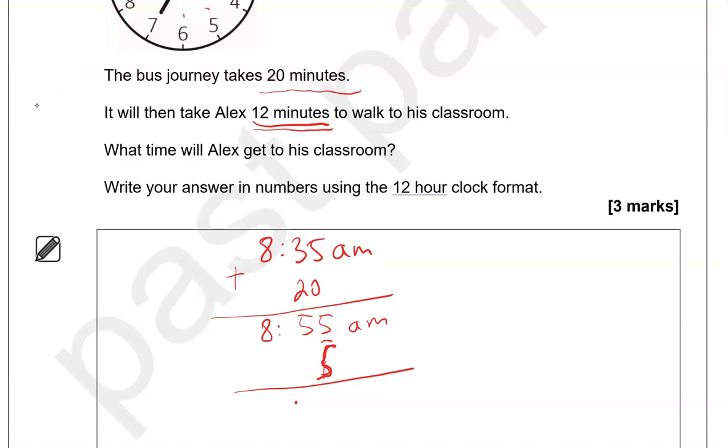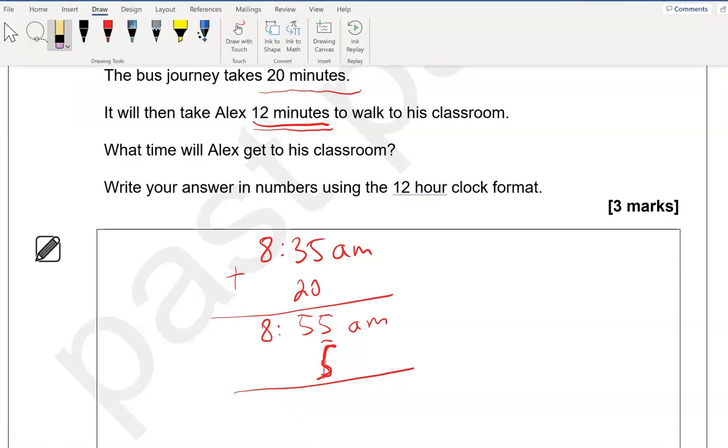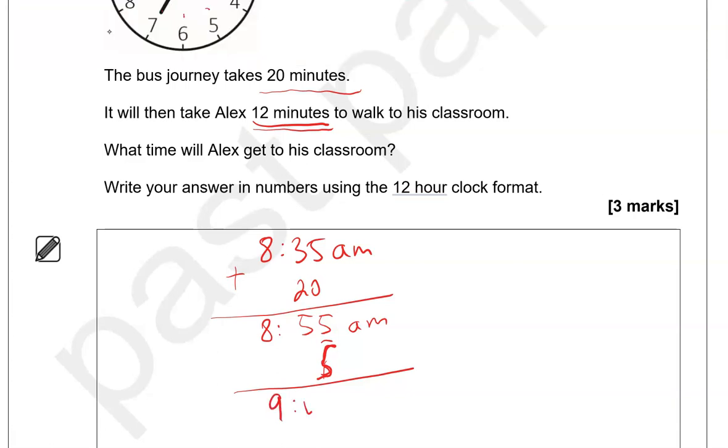So 9 a.m. after I've added 5 minutes here. But that's not all, because it is 12 that I need to add. So if I've already added 5, I need to add another 7. So add the 7 minutes. That is 9:07 a.m. or 7 past 9.